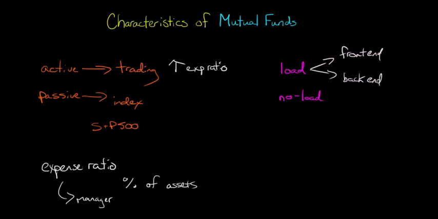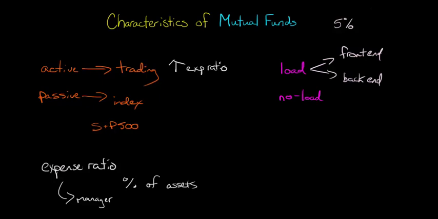A front end load would basically be the following. The manager of the fund says, look, if you invest in this fund right up front, I'm going to take, let's say, 5%. I'm going to take 5% of your investment when you invest. Now that's different from the expense ratio that we're talking about, paying the manager a percentage of the assets he or she is managing. This front end load is a one-time fee when you enter the fund.